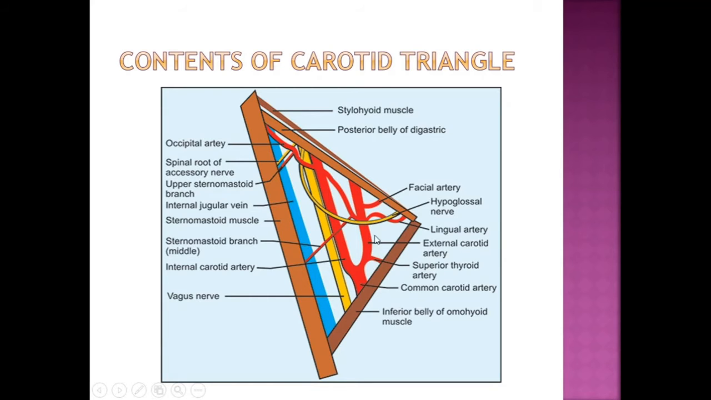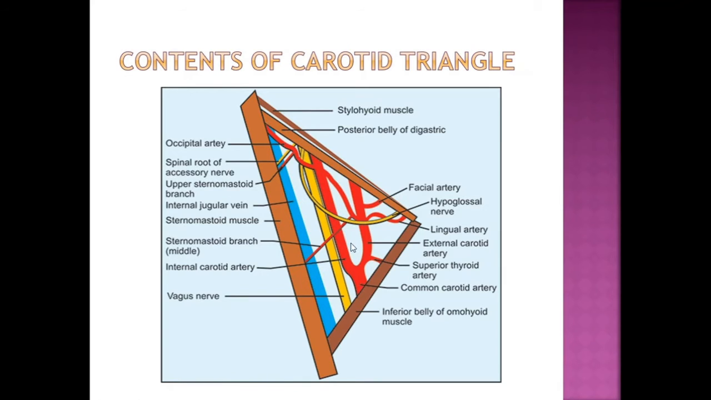In the carotid triangle, the internal carotid artery, this is the internal carotid artery, is posterolateral, and the external carotid artery is anteromedial. But they are named opposite: this is lateral but it is called internal, this is medial but it is called external. They are named so because the external carotid artery supplies outside the skull and the internal carotid artery supplies inside the skull.